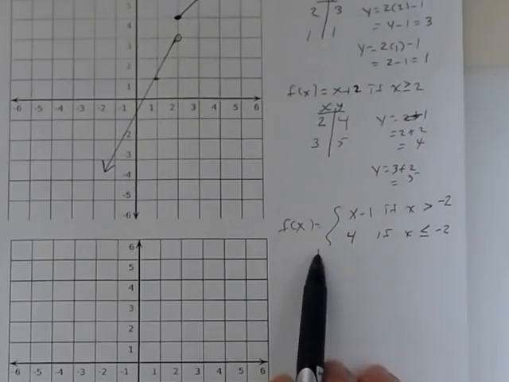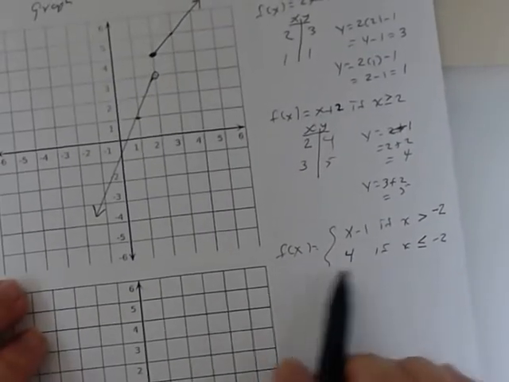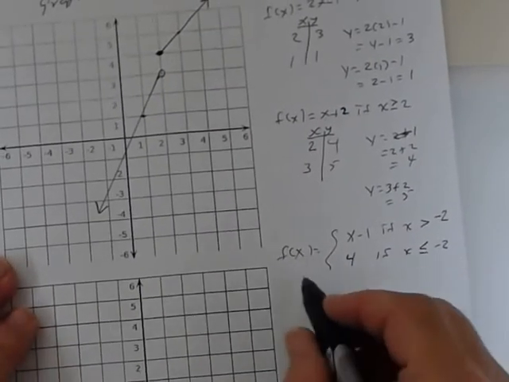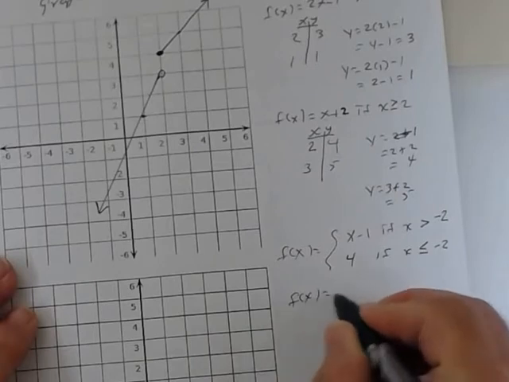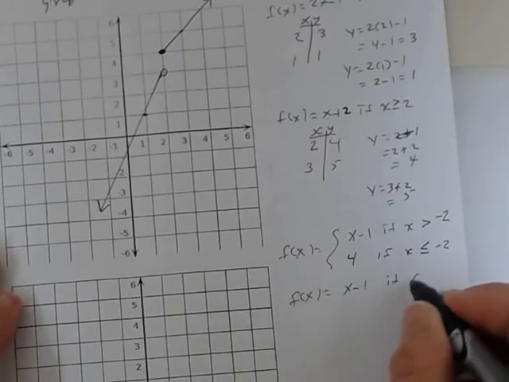Okay, let's go back to this. So graph each one individually. Let's do the first one. F of x equals x minus 1. And I got to use this if x is what?